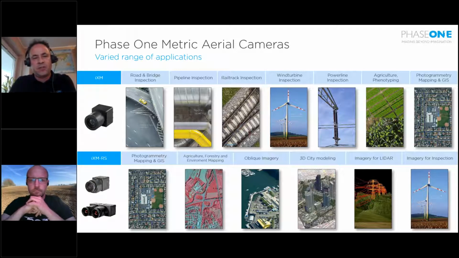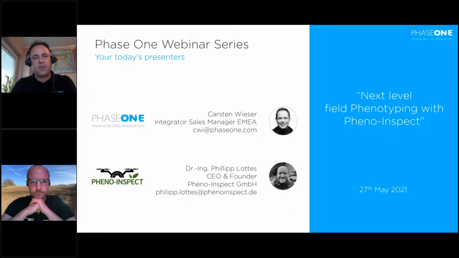The IXM-RS models are mostly used on larger areas in manned aircraft, also for mapping applications in agriculture and forestry, but also in environmental monitoring or for 3D city models, next to airborne LiDAR systems, and also for inspection. That was already the part from my side.